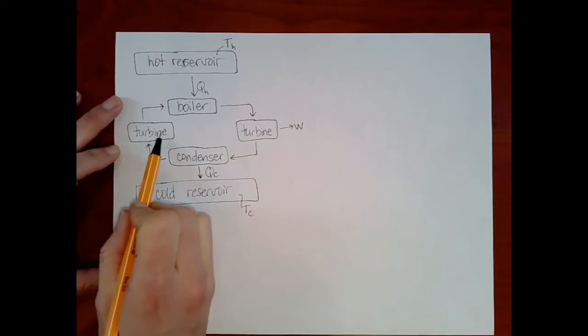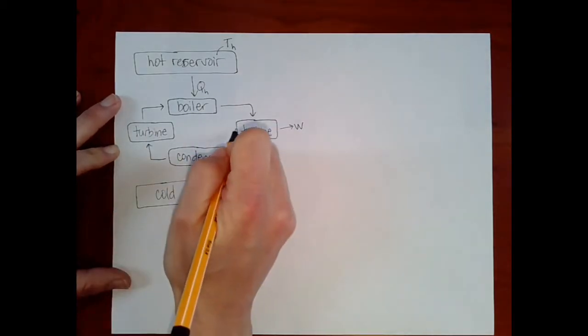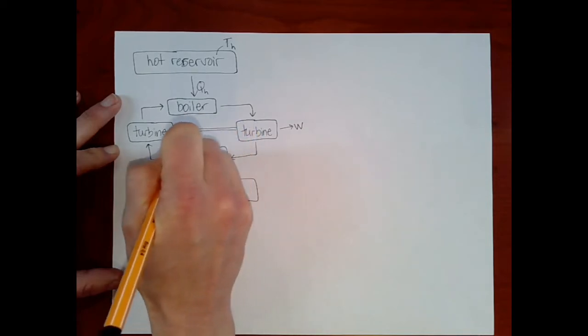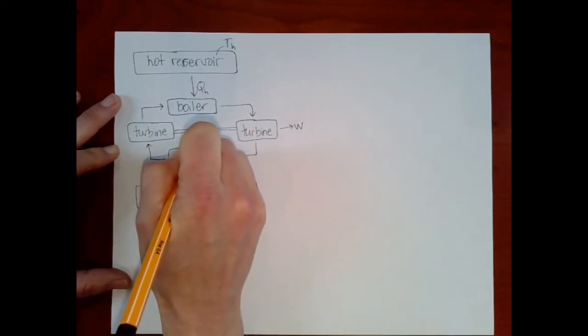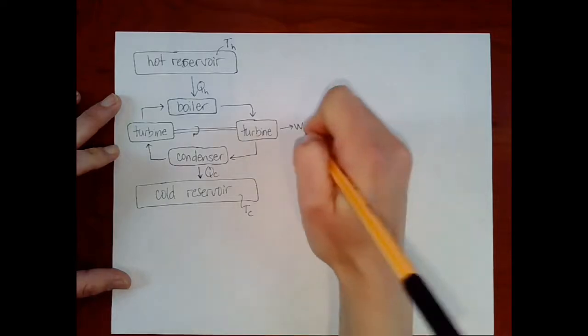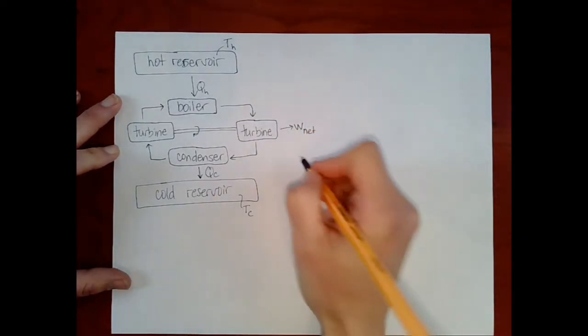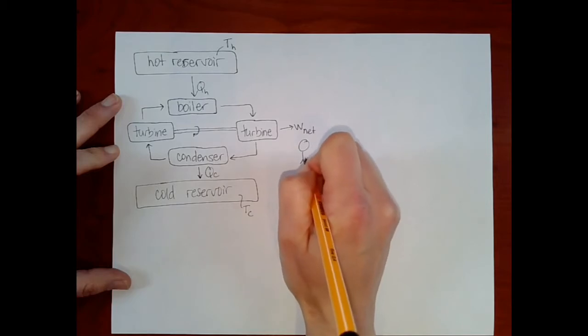Instead of using external work to drive this turbine, we could picture that we pick off some of the work from the expanding gas turbine to drive the compressing turbine, in which case we're only getting some net amount of work out. But still, the human is getting work out, so he is happy.